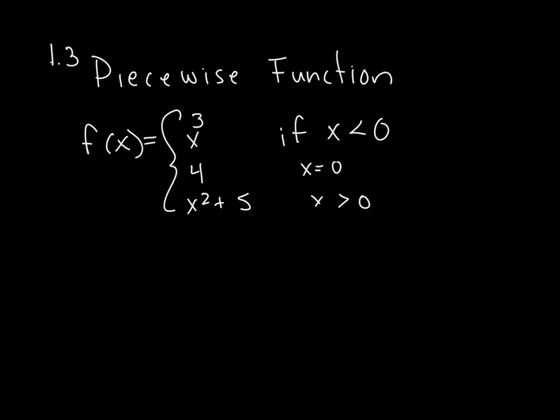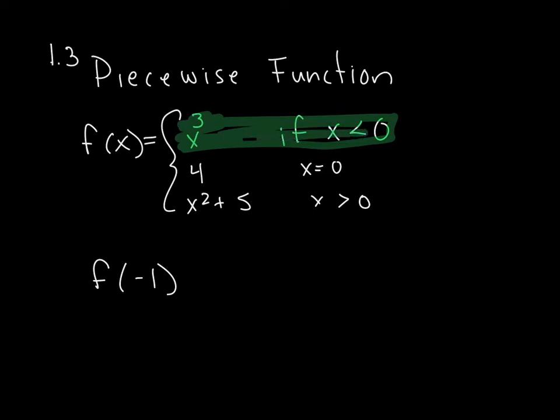So when you're looking at a piecewise function, it's very important that you recognize what the domain is. So if we're going to go ahead and start out, and if I ask you to find f of -1, which of the three portions? We have the top portion, the first condition, if x is less than 0.